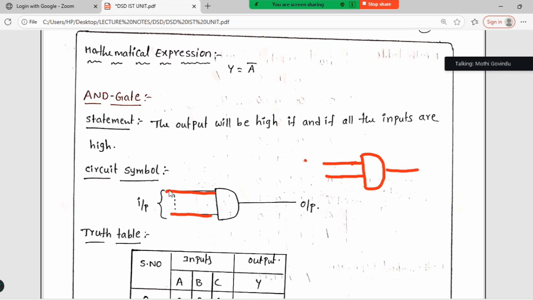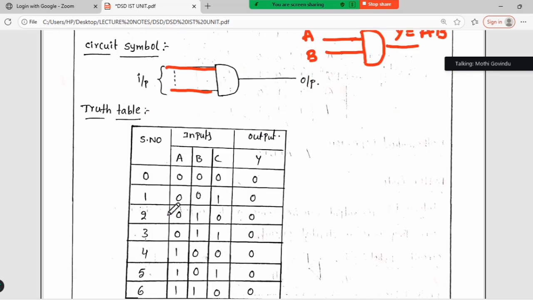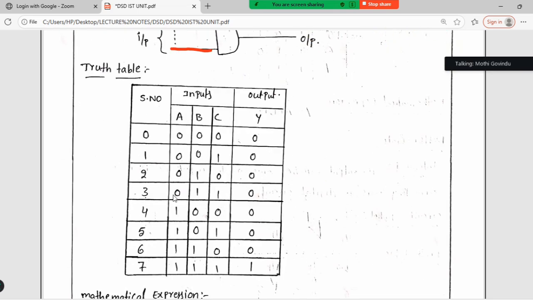I am giving A and B as inputs, so output Y equals AB, meaning A product B. Internally it performs a multiplication operation. Here I have taken three inputs, A, B, C, and output Y equals A B C.